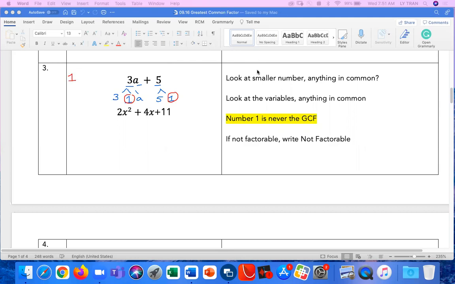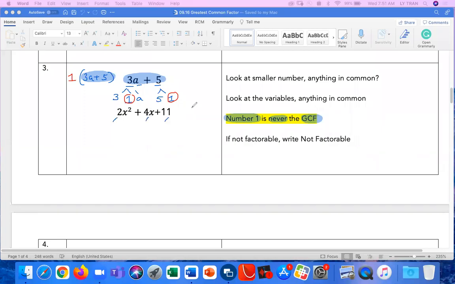When I take out the 1, what's left inside the parentheses is 3a plus 5. Now, if we take a quick look, the answer is exactly the same as the question. So really, we haven't done anything except take out the 1. So the 1 really doesn't make a difference. It's a common factor, but it's not the greatest common factor. So number 1 is never the greatest common factor in this example.